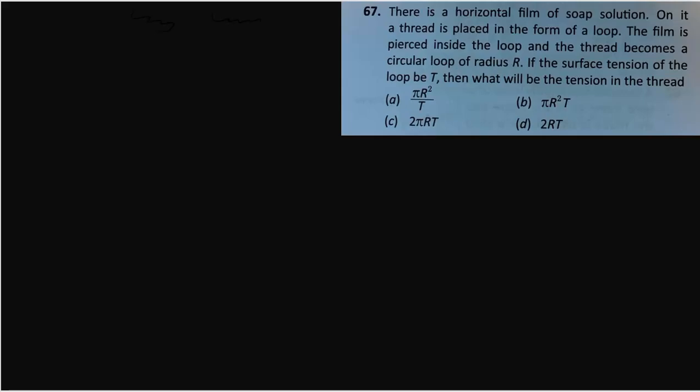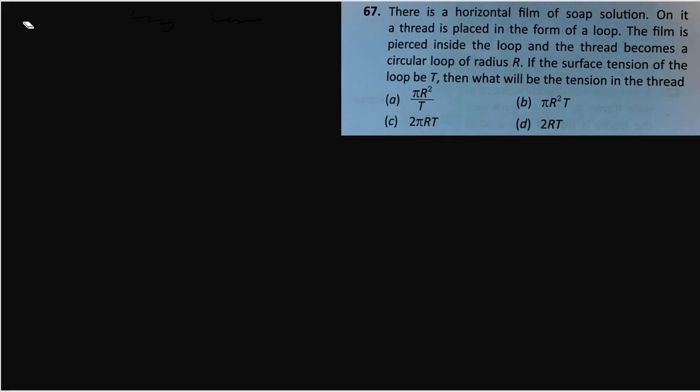Hello students. In this question, they are saying there is a horizontal film of soap solution. On it, a thread is placed in the form of a loop. The film inside the loop is burst and the thread becomes a circular loop of radius r. If the surface tension of the film is T, then what will be the tension in the thread?